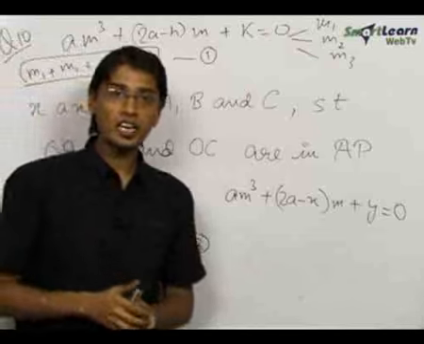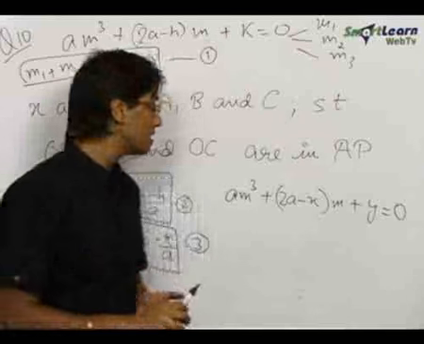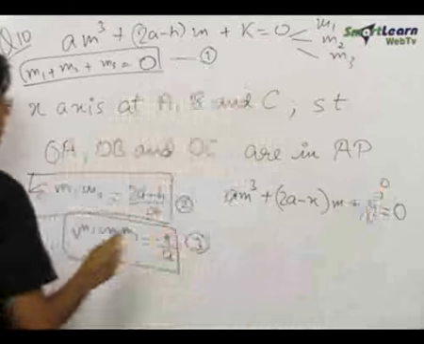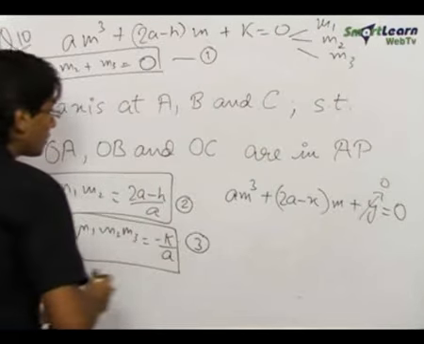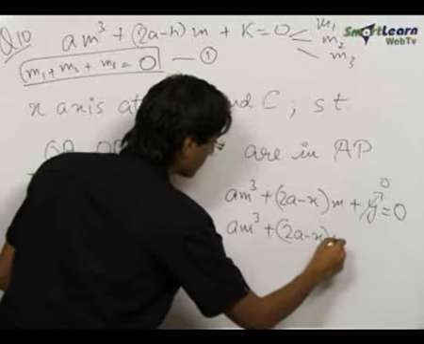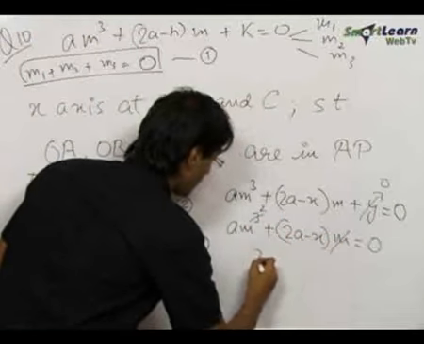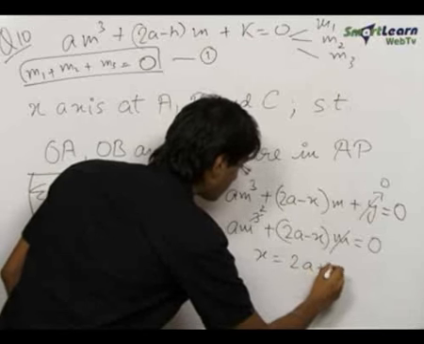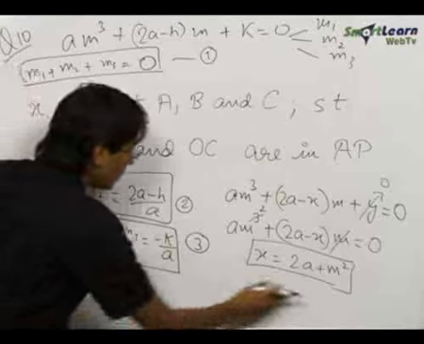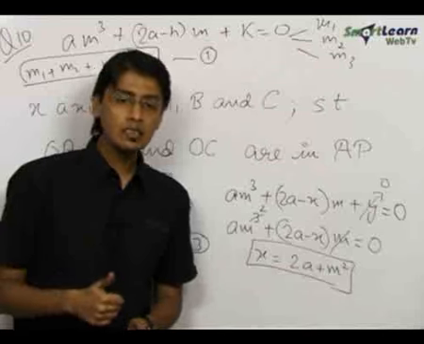Now we go on to the second information. The information is that these three normals cut the axis of x at A, B and C. The axis of x represents y equals 0, hence we put y equals 0 in this equation to get am cube plus 2a minus x times m equals 0, which gives us x is equal to 2a plus m square. Hence the 3 points A, B and C will be 2a plus m1 square, 2a plus m2 square and 2a plus m3 square.